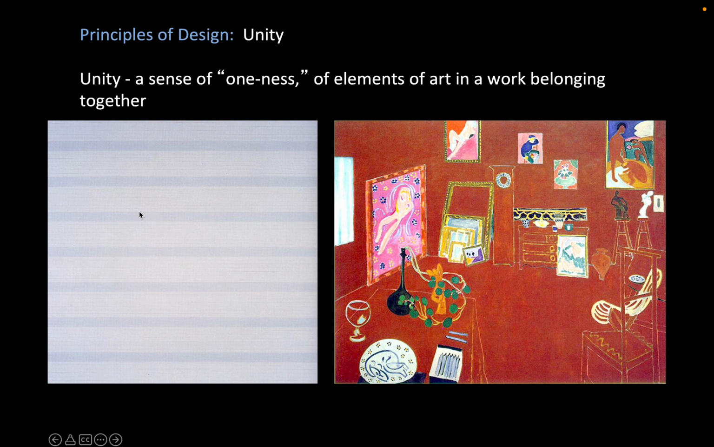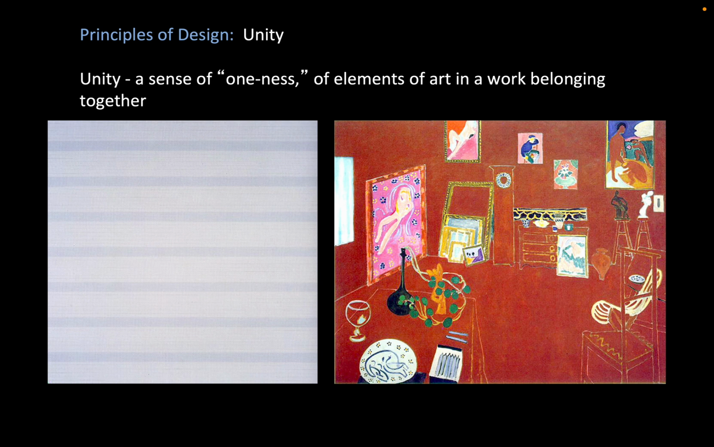This left one is a painting by Agnes Martin, and it basically consists of a couple of colors of blue-gray and a finely drawn grid of lines. And if you look very closely, maybe you can see that grid of lines on the surface. This is a very, very minimal painting. Very what we call non-representational, right? It's not a picture of anything. But it's also very unified.